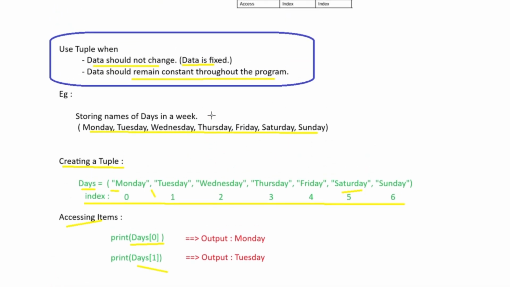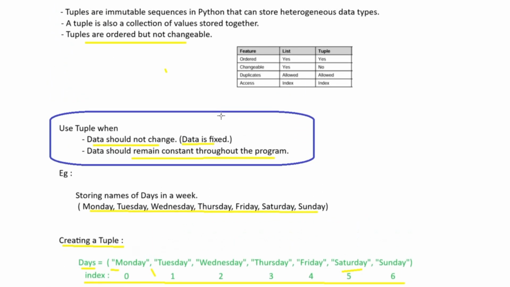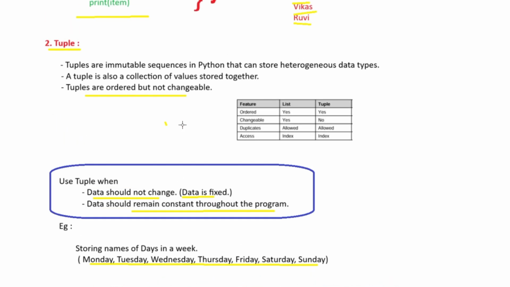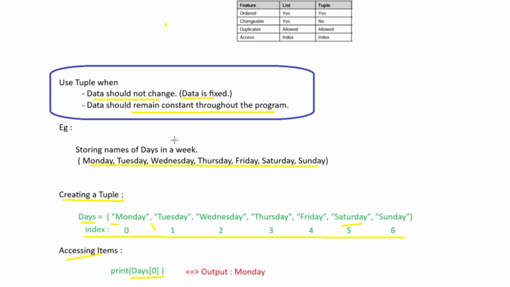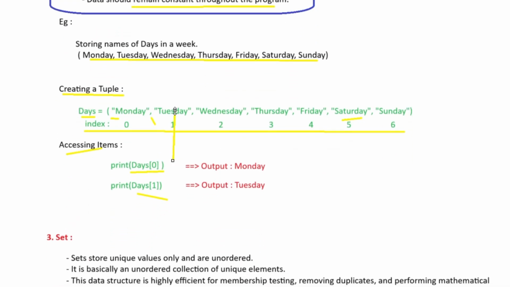So, remember this simple rule. If your data can change, use a list. If your data should not change, use a tuple. This one rule will help you choose the correct data structure while writing real-world Python programs. Now, let us learn the next data structure, which is sets.